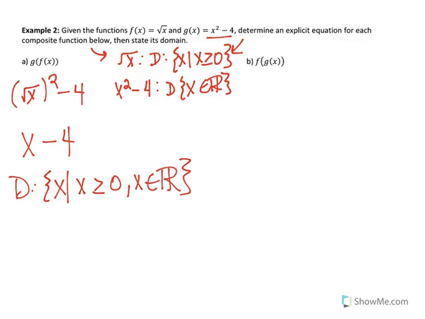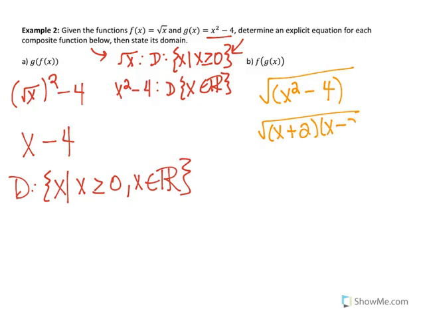Okay, let's do f of g of x. So I'm going to plug g of x into the square root of x. So I'm going to plug in x squared minus 4 under the radical. Now I'm going to factor. So I'm going to go x plus 2, x minus 2.